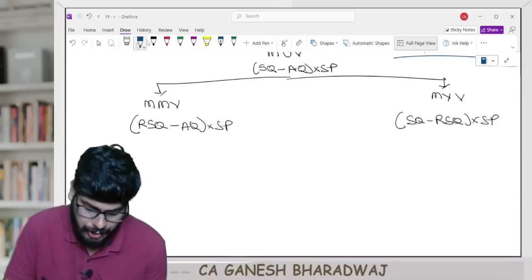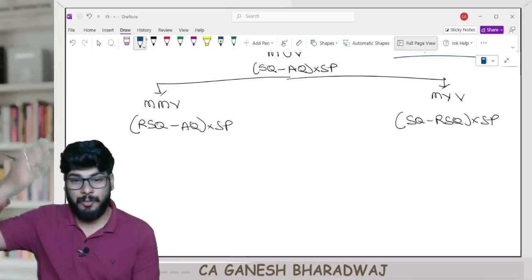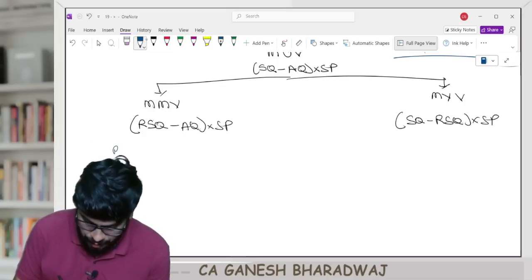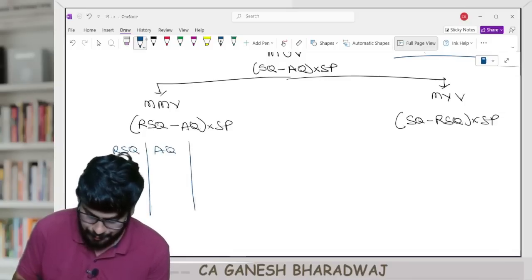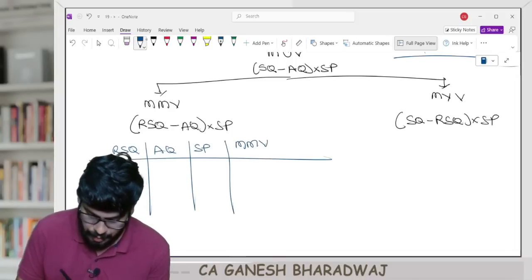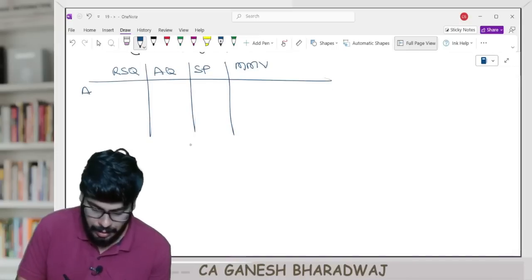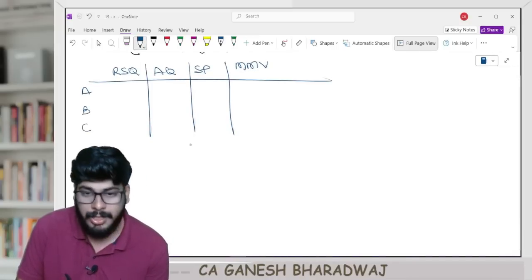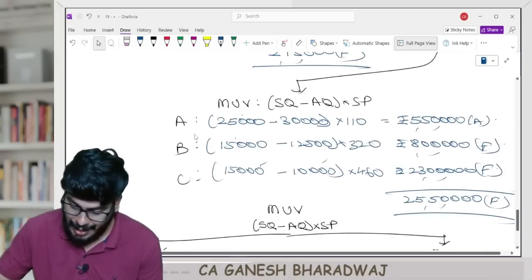Very simple. So now here let's do this mix variance. How do we go about this? I told you, prepare the columns and all: revised standard quantity, actual quantity, standard price, and then material mix variance. Now, three products here, A, B, and C, right? First, what you need to do is fill in the actual quantity column.